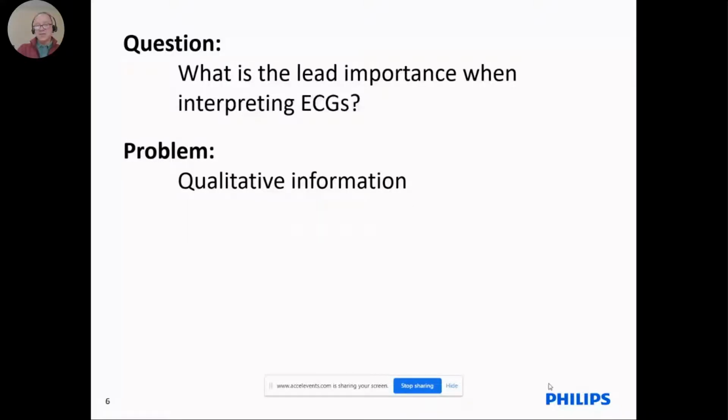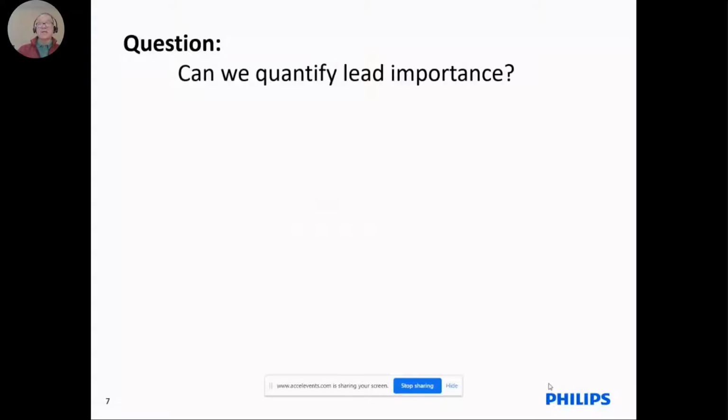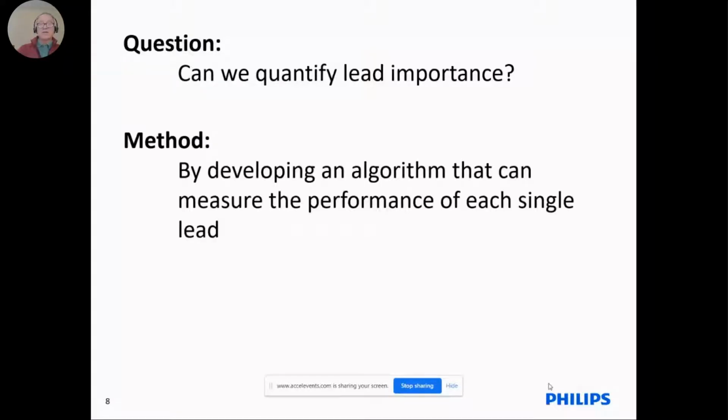But that's qualitative information. And what we would really like is to quantify the lead importance. So can we do that? Can we quantify lead importance? And of course, there are many ways, but the way we decided to do it for this study was by developing a single lead algorithm, and we would measure the performance of that single lead algorithm, and we would use that as the lead importance.